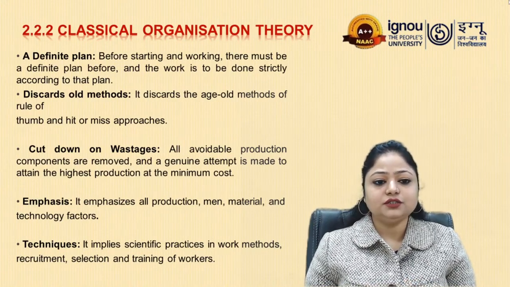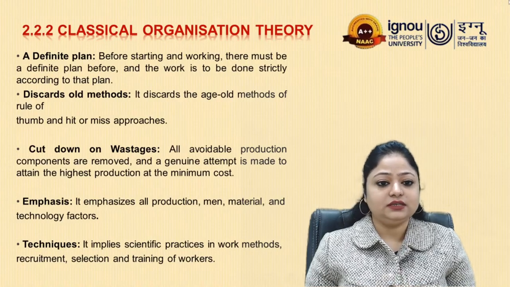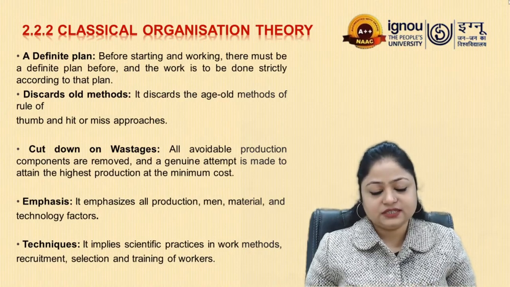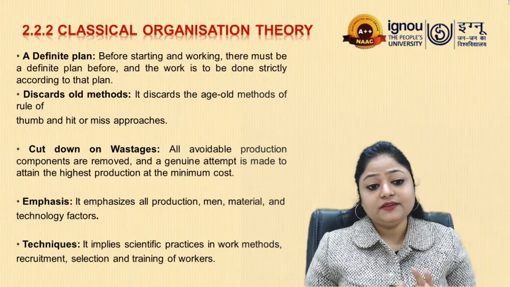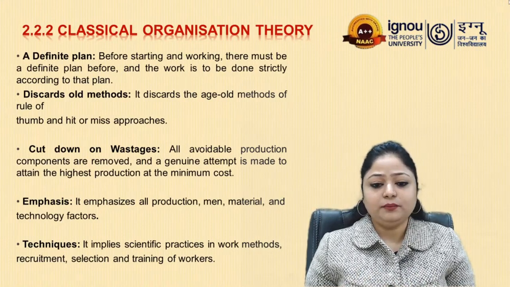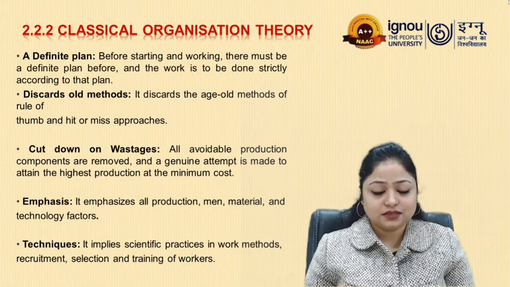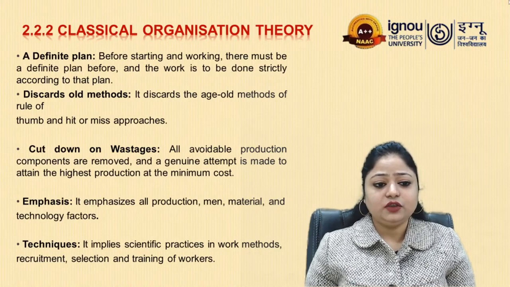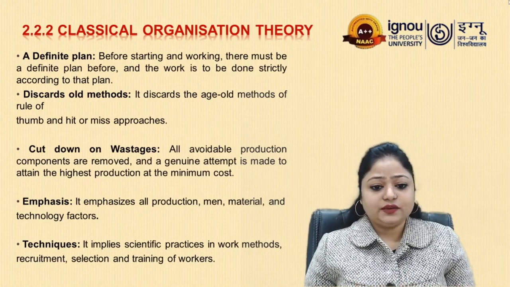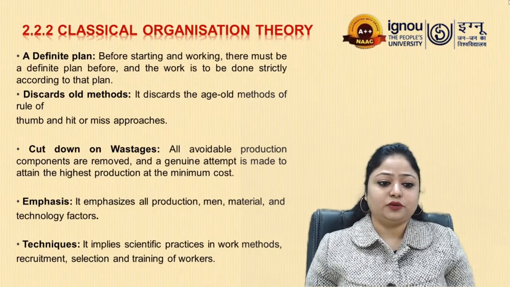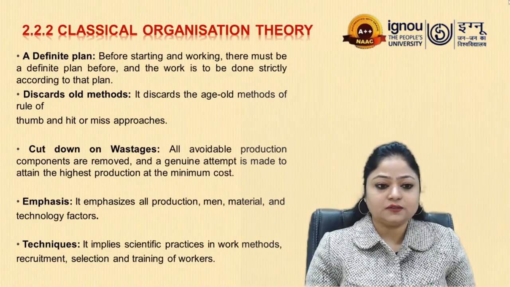So, reduction of wastage, whether it is raw material, time, or human effort, was the basic goal of this entire scientific management theory. Then emphasis was on all the factors of production, that is men, material, technological factors, the time resource, the money, the cost effectiveness. So emphasis was on all the important aspects of the organization. Techniques were also given emphasis, which implies scientific practices, work methods, recruitment, selection, and training of the workers.